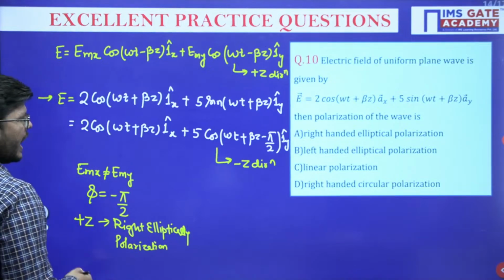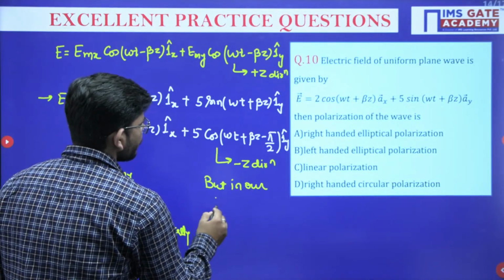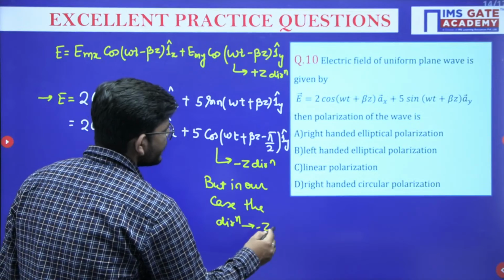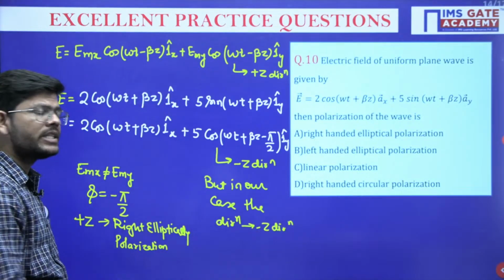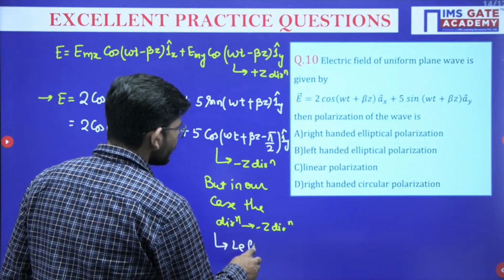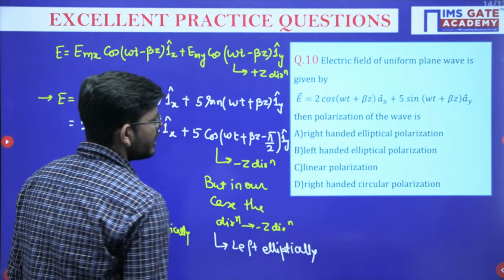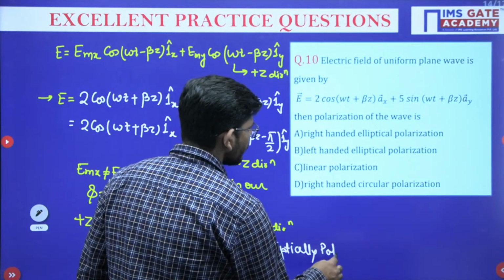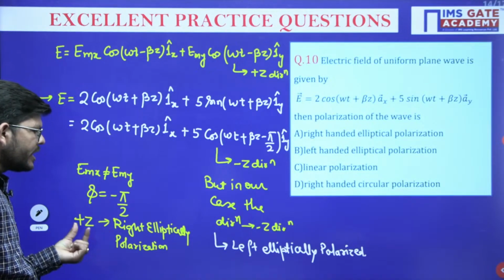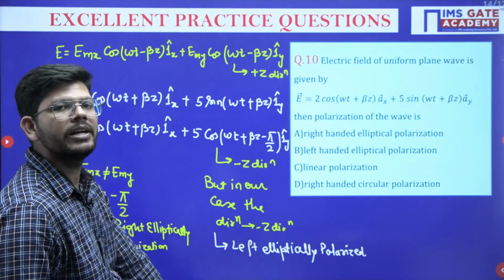But can you see, everything is the same, but in our case the direction that we have is the minus z direction. So if the direction is minus z, what is right will become left. So this waveform that we have will become left elliptically polarized. With these cases, if the positive z direction is there, it is right elliptically polarized. But if the direction is opposite, with the same case, it will become left elliptically polarized.